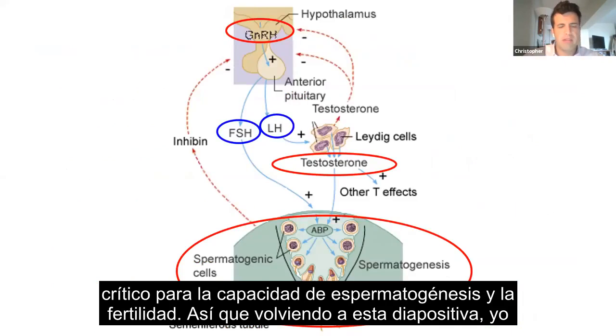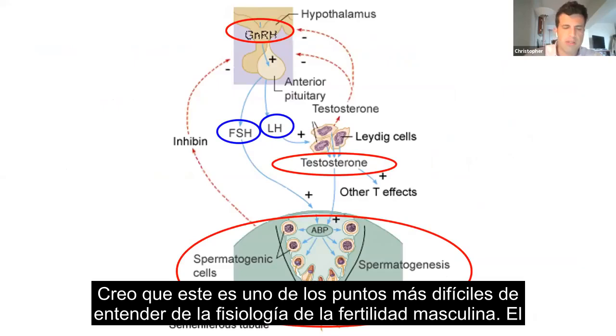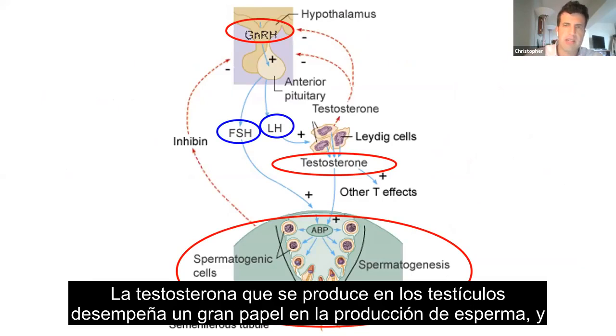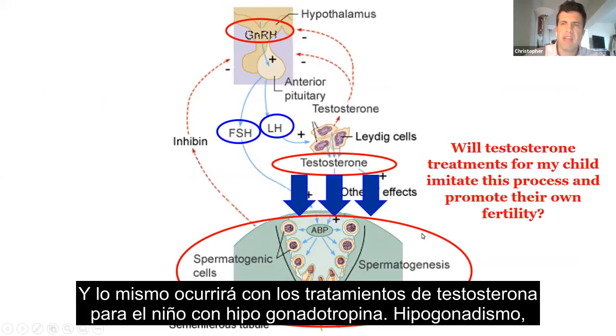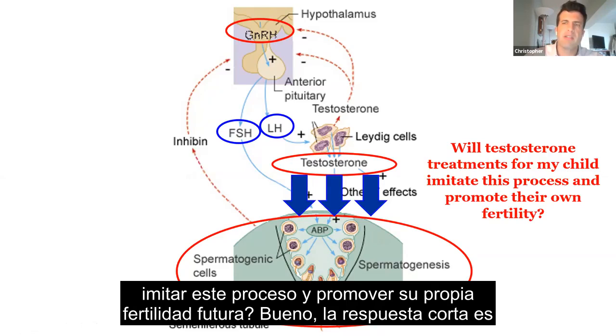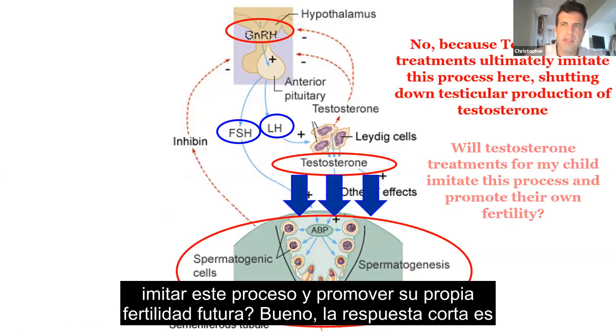So going back to this slide, I think this is one of the hardest points of the male fertility physiology to grasp. The testosterone that's made within the testicles plays a huge role in sperm production, in that the testosterone really provides an adequate environment for sperm development. And so will testosterone treatments for the child with hypogonadotropic hypogonadism imitate this process and promote their own future fertility?